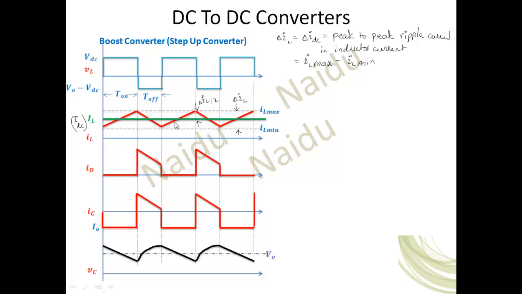Remember that. Similarly, as I told you just now in the previous slide, this max value is the peak value of the output voltage or capacitor voltage, and this min value is the minimum value of the output voltage or capacitor voltage. This difference is delta VC, that means the peak to peak ripple in the capacitor voltage or output voltage. Remember that. The peak to peak is happening during this time, that is nothing but T on.